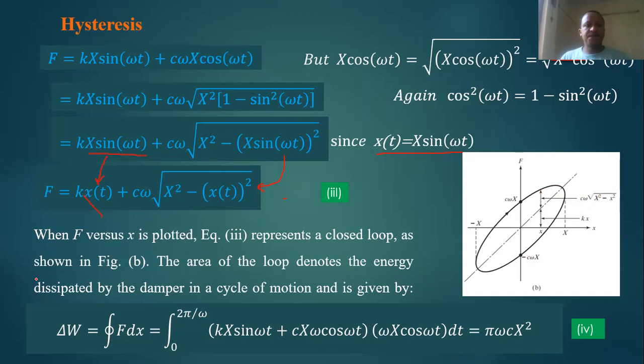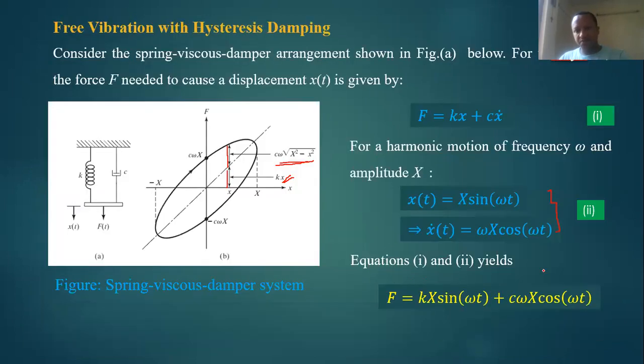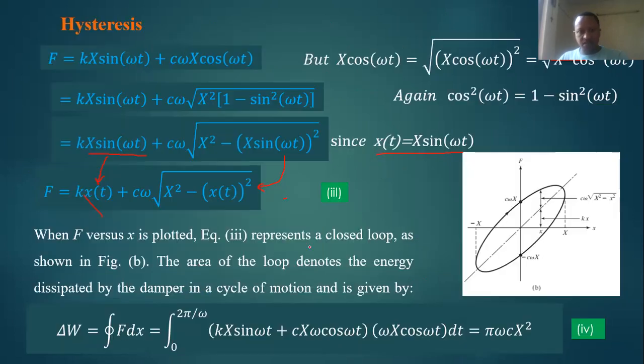So when F versus x is plotted in equation 3, it represents a closed loop path. This is a closed loop. Equation number 3 means this equation.